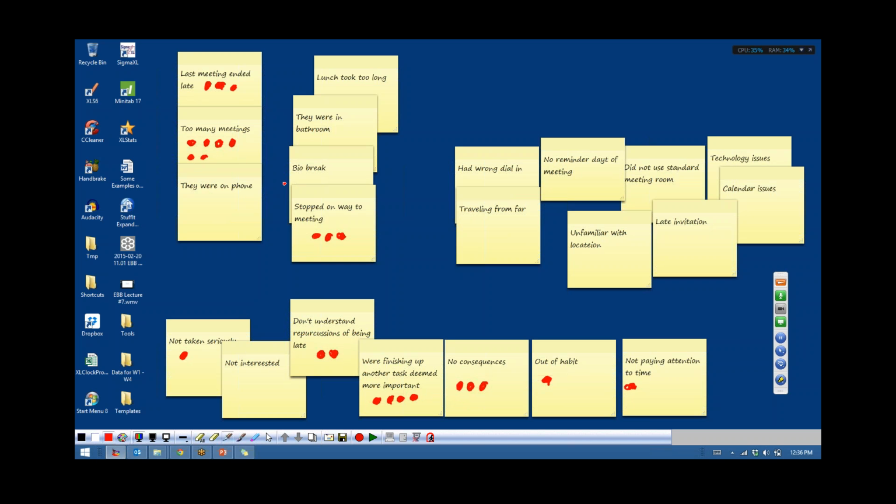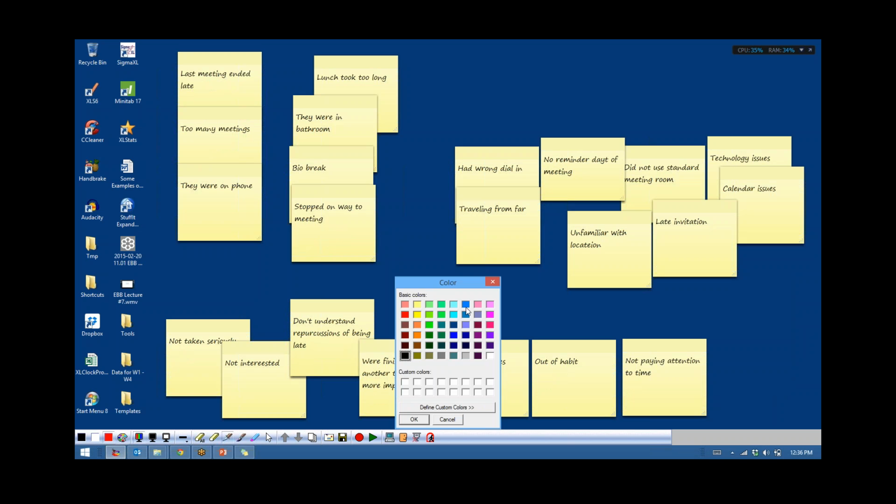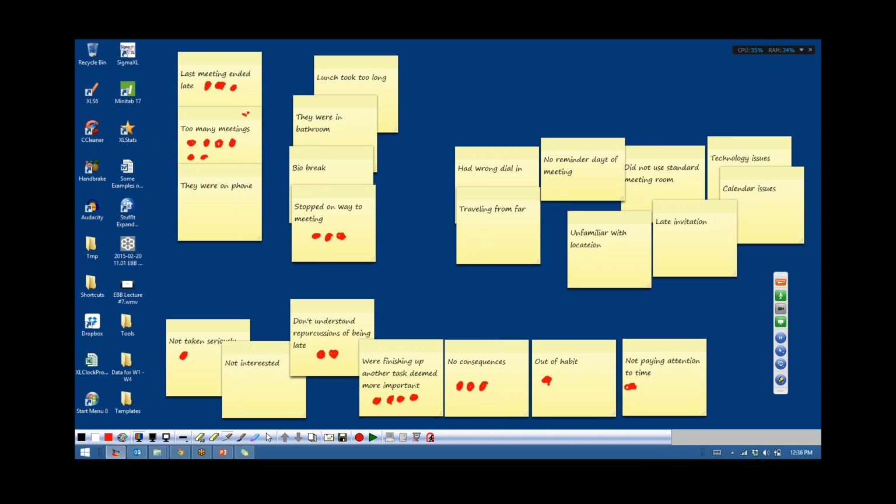So there's two things that we can do here. One is we can glean out of this what we need to focus on. If we're going to fix this problem, we need to focus on the things that have lots of dots. Whoops, I'm going to circle with a different color here. Namely, why are there so many meetings? Maybe there are solutions with respect to that, or we're finishing up another important task, or no consequences, or last meeting ended late. That's the first thing we can do, and hopefully that makes sense and is pretty straightforward. We look at where the dots are, and that can help us focus.